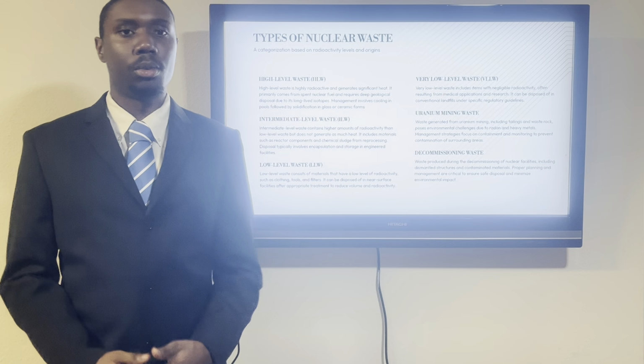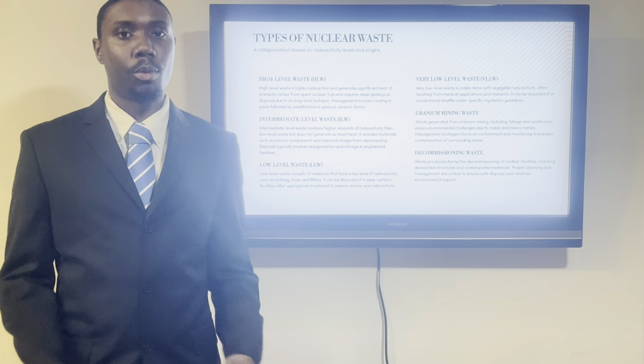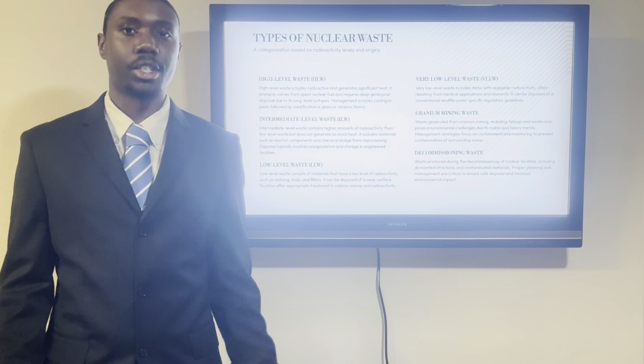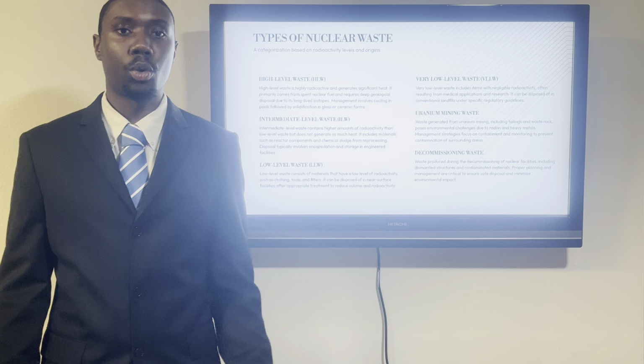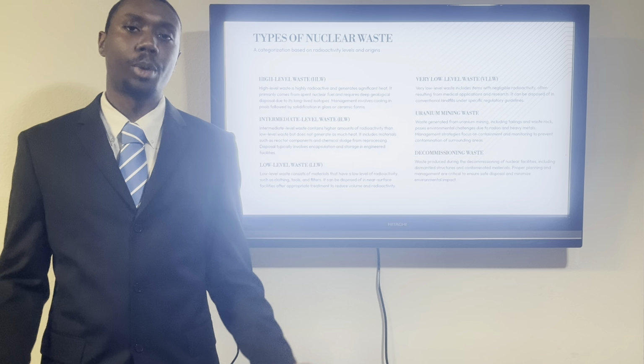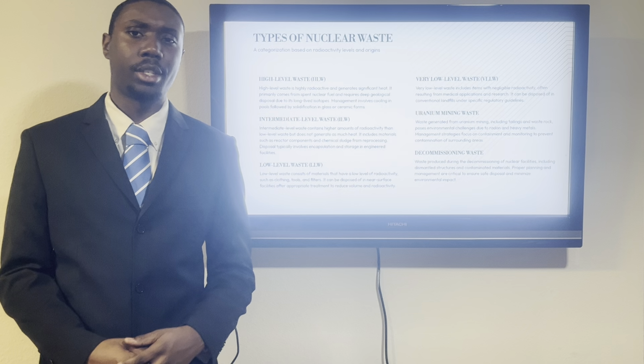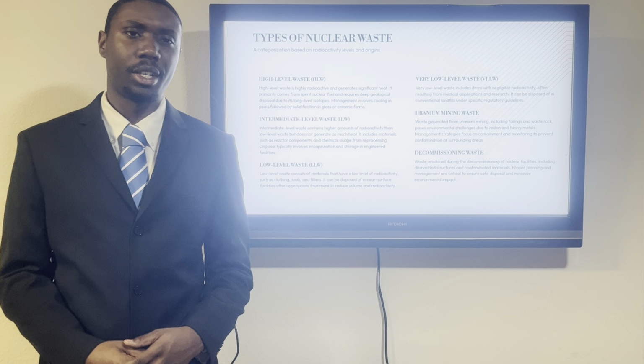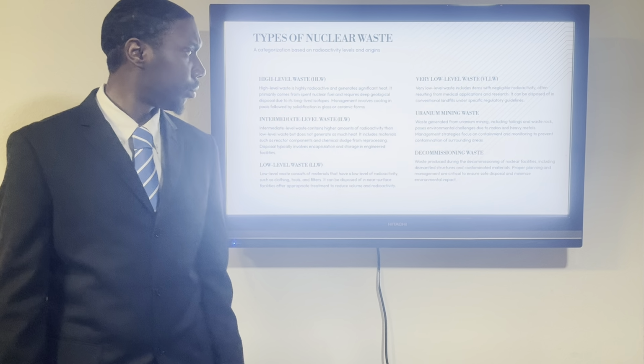Very low level waste has minimal radioactivity and often originates from medical and research activities. Under regulatory guidelines, it can also be safely disposed of in conventional landfills.